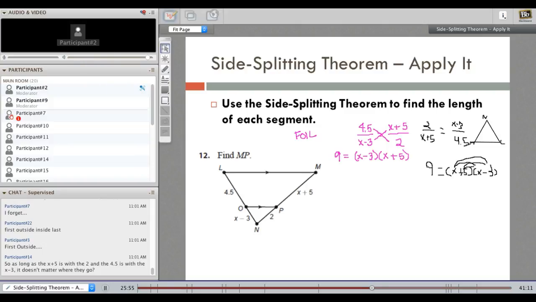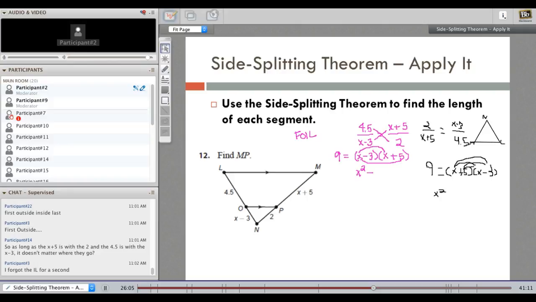So we're going to do first, x squared. Outer: the x and the 5 are on the outside of each parenthesis. Inner, negative 3 times x. And last: the last terms in each of those parentheses are the negative 3 and the positive 5. So we get a minus 15. Very good.